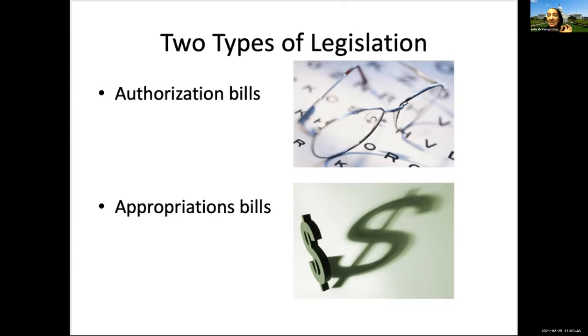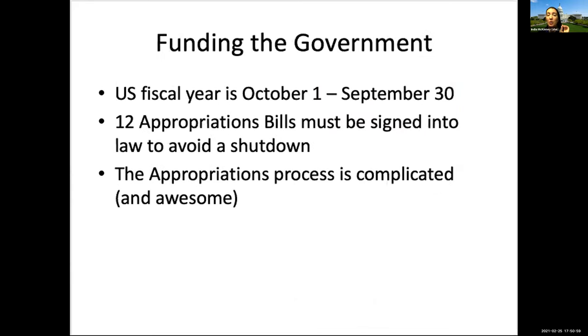Appropriations bills are a very specific type of legislation, and they're incredibly important because they're only valid for 1 year. It's how the federal government funds itself for one fiscal year. The fiscal year begins October 1st and runs through September 30th of the following year. This is the congressional fiscal year. There are 12 appropriations bills that must be signed into law in order to avoid a government shutdown. If you've been reading the news the last couple of years, you will have noticed that we've had partial government shutdowns as well as full government shutdowns.